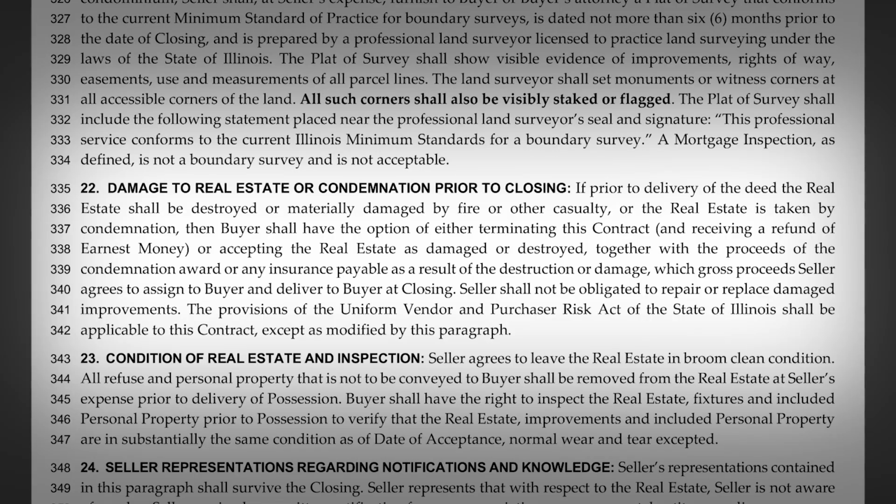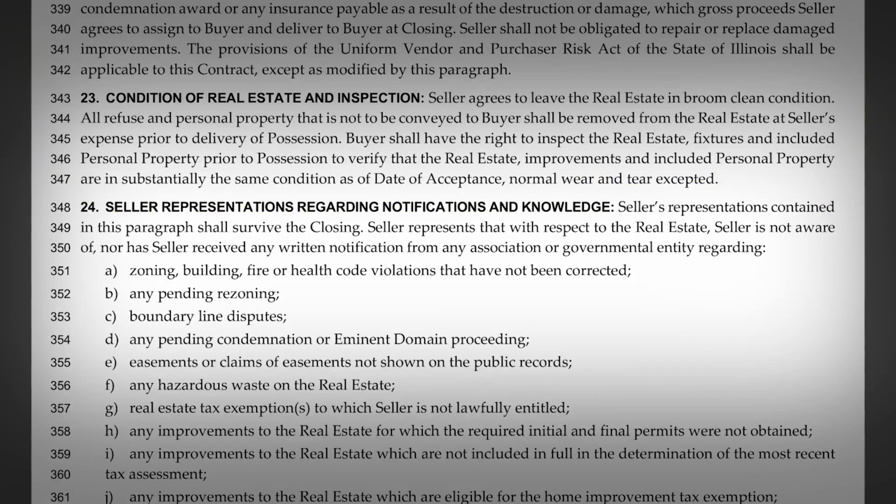On page 8 as well, we have damage or condemnation to the property. Paragraph 22 describes what the buyer's options are if the property is damaged or condemned before closing. The buyer does have that option to get out of the contract if it is damaged.